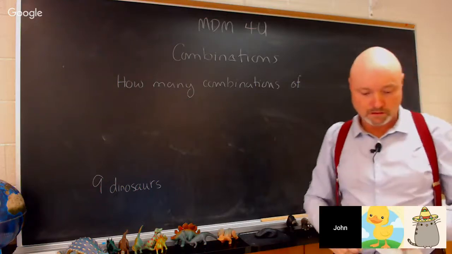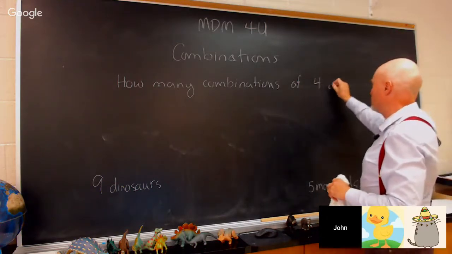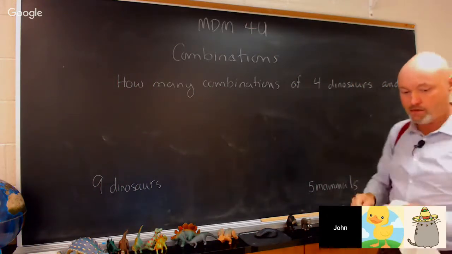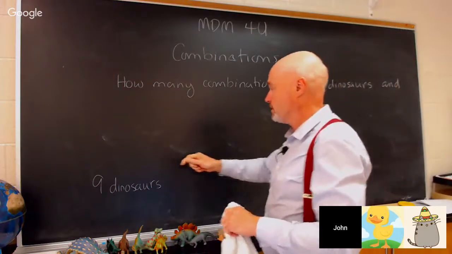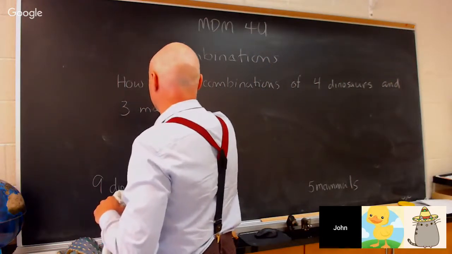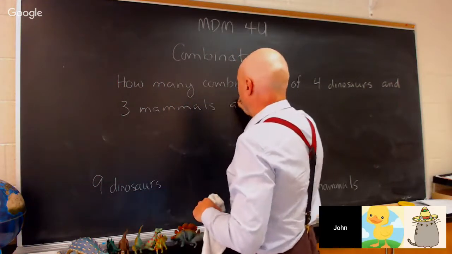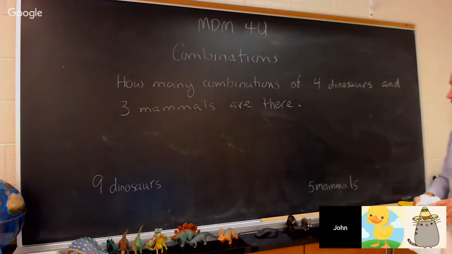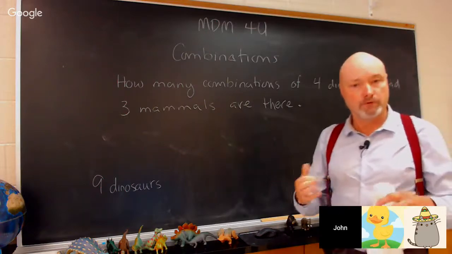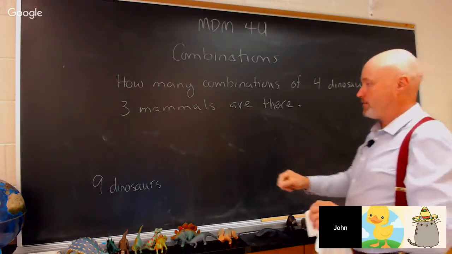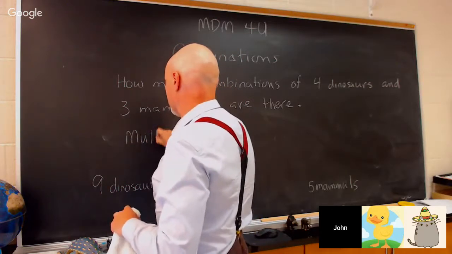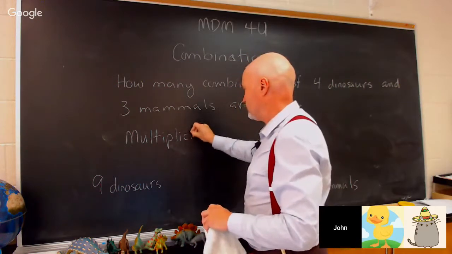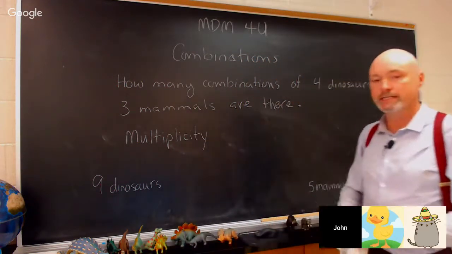of 4 dinosaurs and, I don't know, how many mammals am I going to pick? I'm going to pick 3 mammals. Are there? So as you can imagine, if you're trying to save the animal kingdom from a giant flood, there's an awful lot of possibilities here. Now, this is where we use that multiplicity principle. So we're combining combinations, multiplicity. What do you know? Multiplicity, it ends in city.